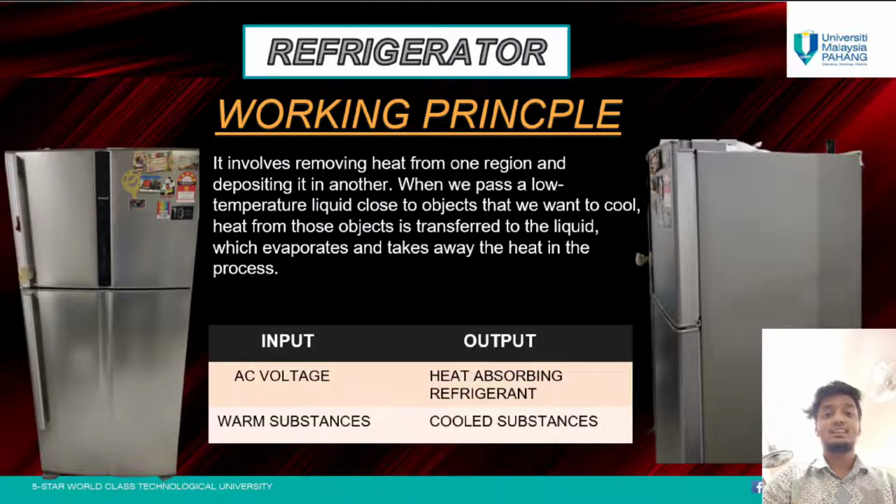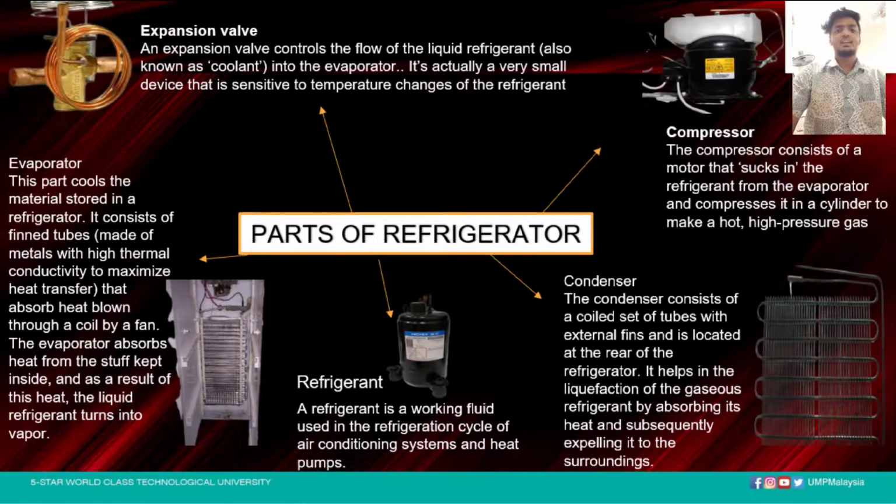Now let's see the input and output of the refrigerator. First, let's see the input. The input will be AC voltage and warm substances. And then the output of the refrigerator will be heat absorbing refrigerant and cooled substances. Next, let's see the parts of the refrigerator. As you can see, I've given a clearer picture of each specific part of the refrigerator.